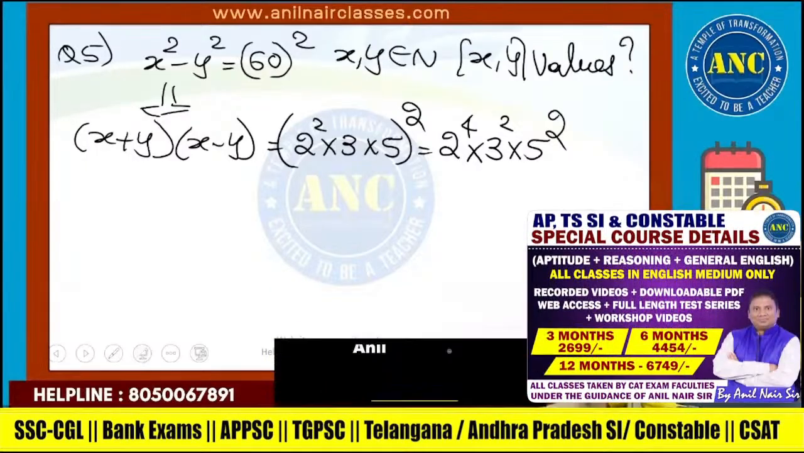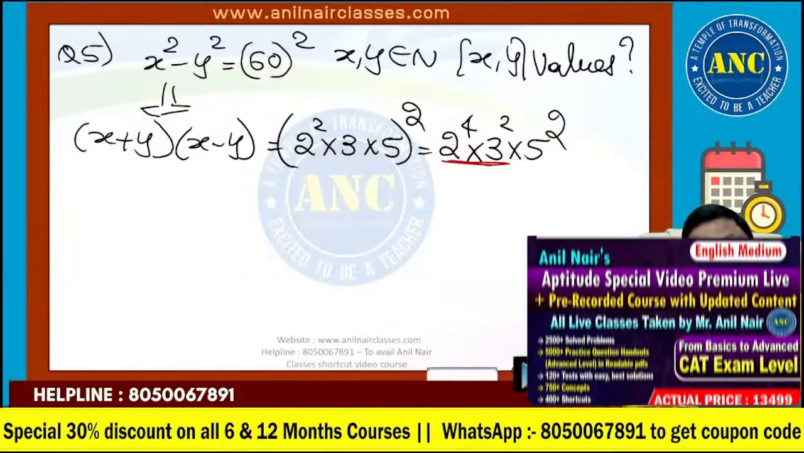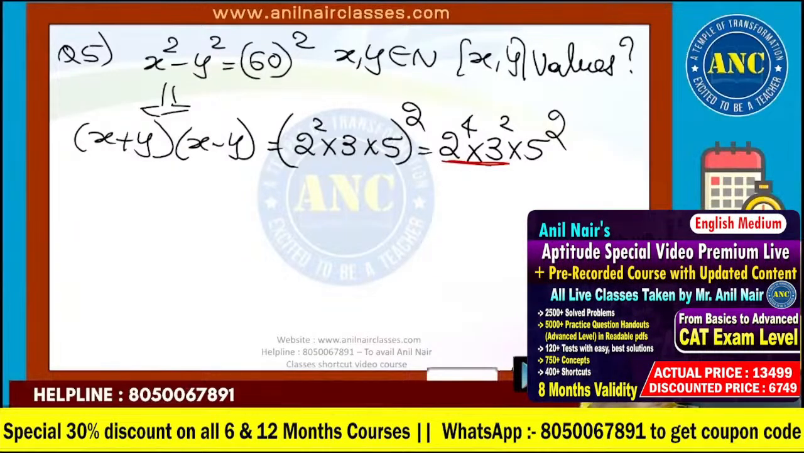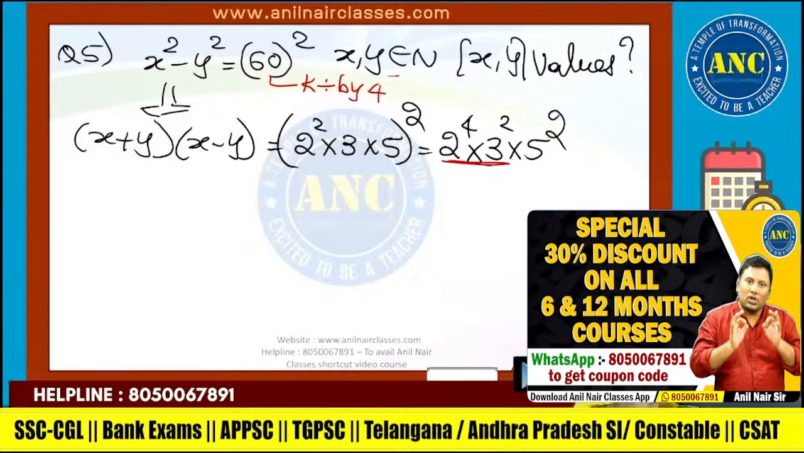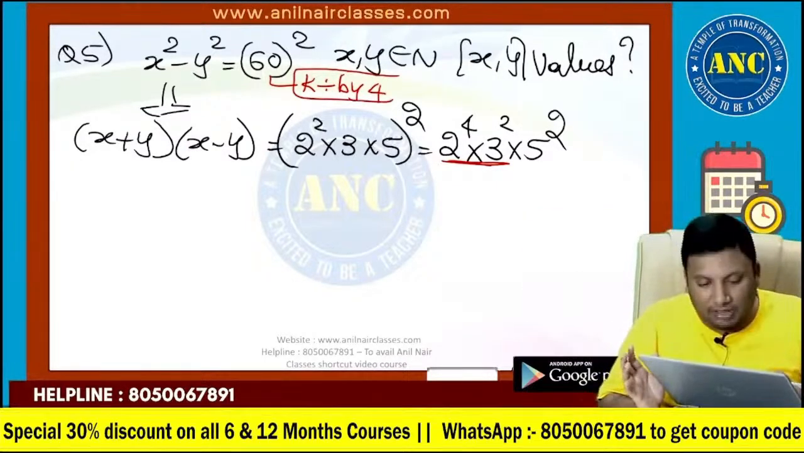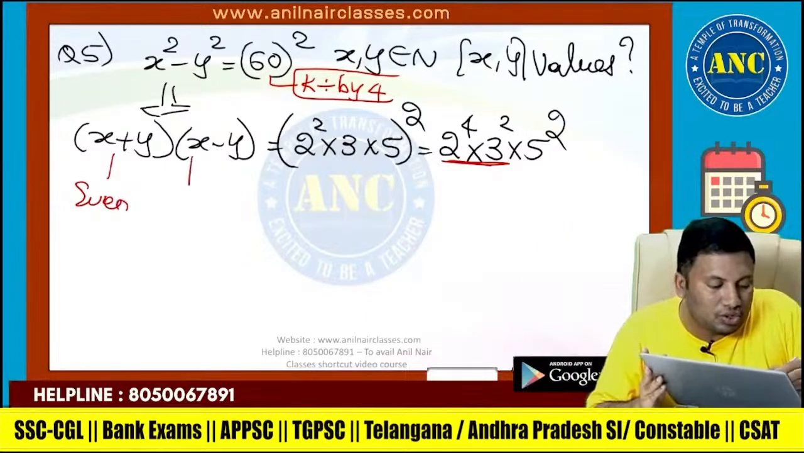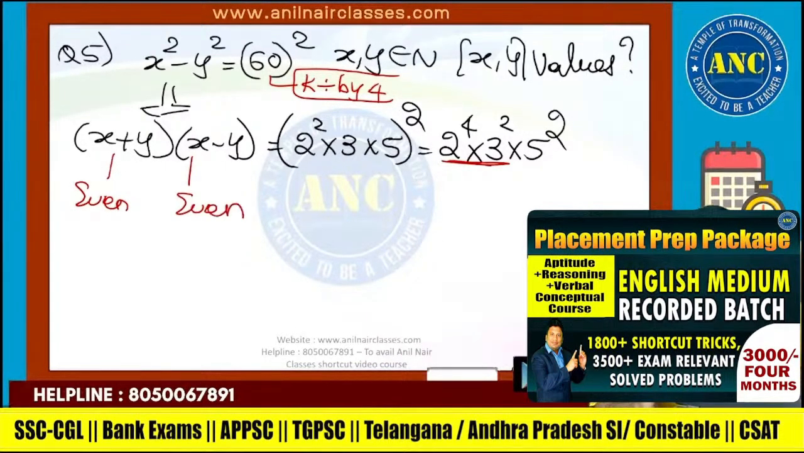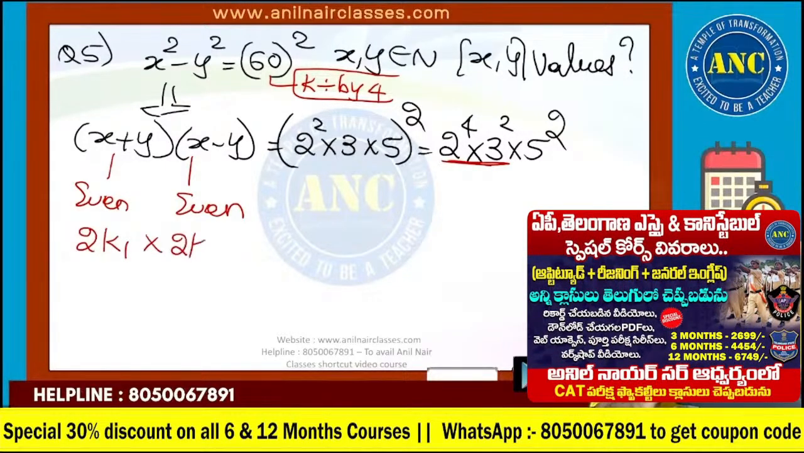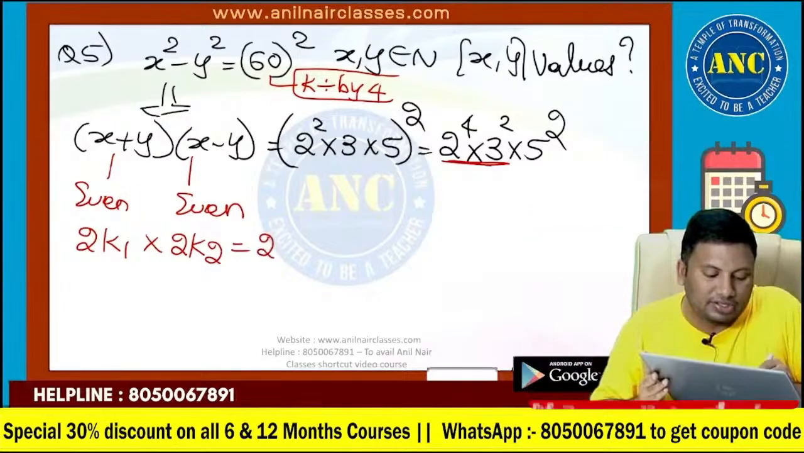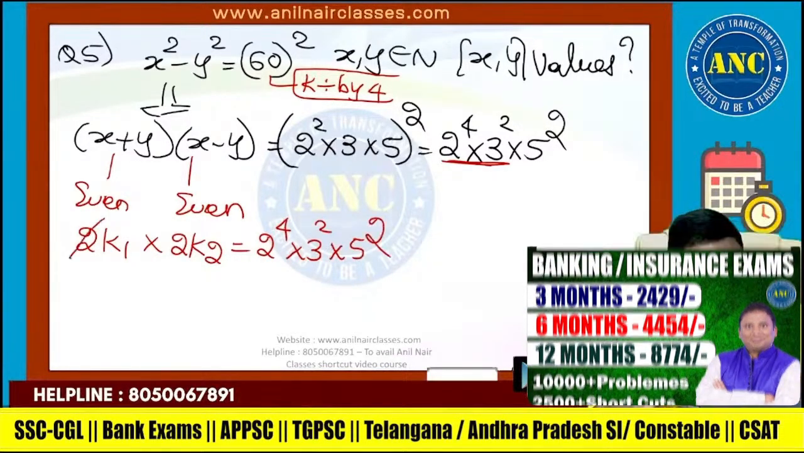First one thing, right hand side is divisible by 4. 2^4 is 16, it is divisible by 4. That means this is the case where the right hand side is divisible by 4. If the right hand side is divisible by 4, x plus y should be an even number, x minus y should be an even number. Even number is of the form 2k1, here it is 2k2. These 2^4 into 3 square into 5 square. 2 cancel.